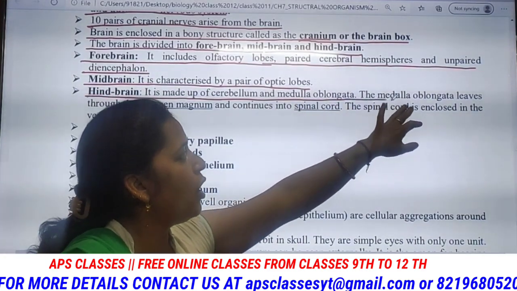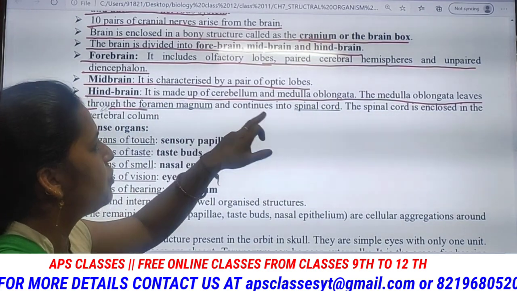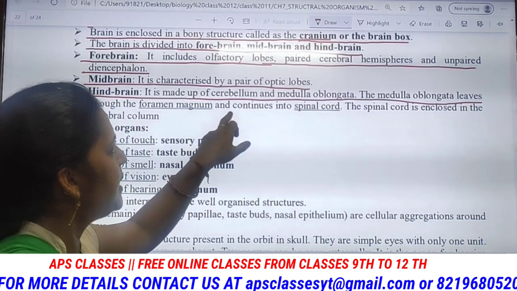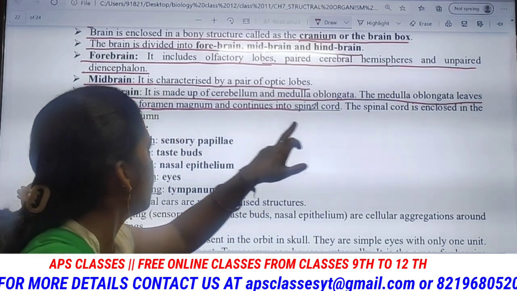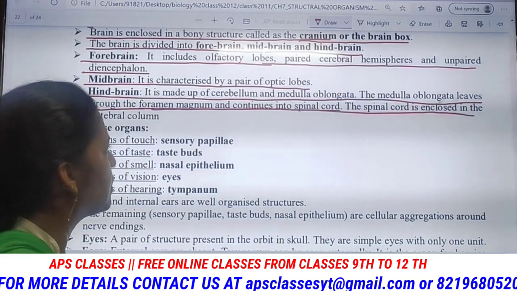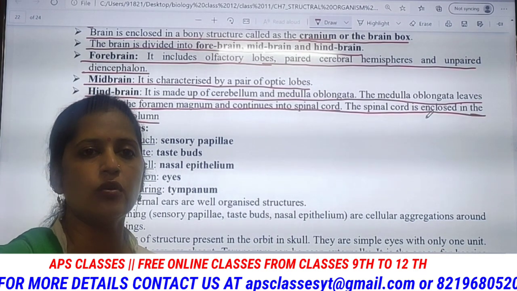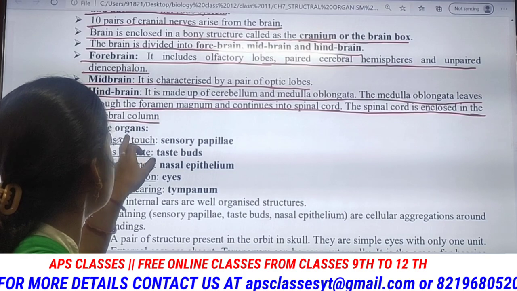The medulla oblongata leaves through the foramen magnum and continues into the spinal cord. The spinal cord is enclosed in the vertebral column. Next are the sense organs.